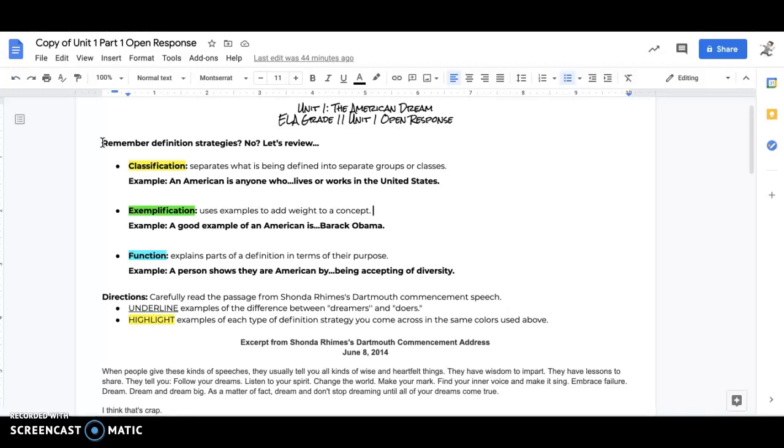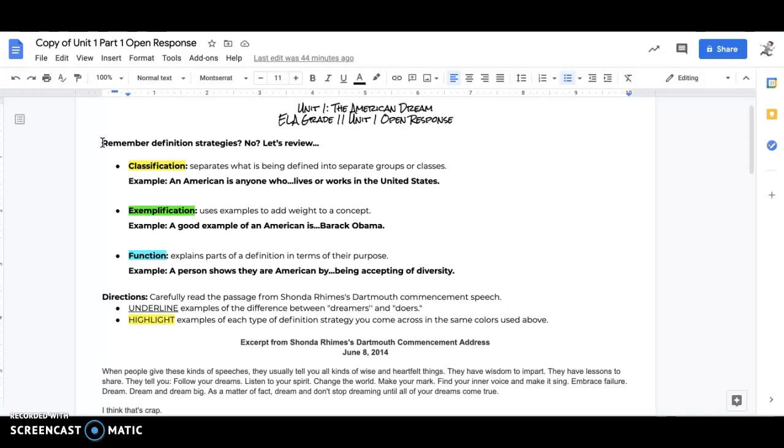The next one is exemplification, which is when you are using specific examples to add weight to a concept or a definition. This one we dealt with pretty extensively in the fall. So the example here is a good example of an American is Barack Obama. You are talking about one specific person that you are applying to the definition of American.